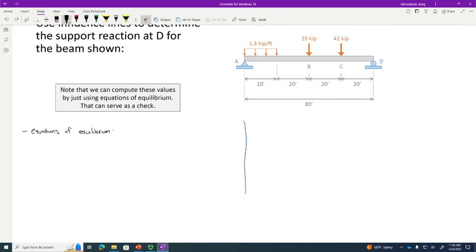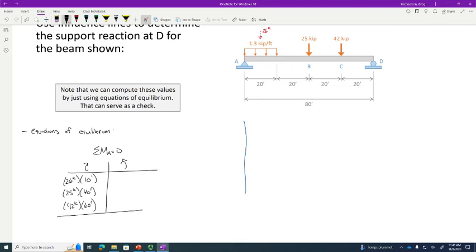Well, if I want to find the reaction at D, maybe you sum moments at A. I can collapse this into a single point load of 26 kips, right? So we have 26 kips times 10 feet, 25 kips times 40 feet, and 42 kips times 60 feet. And that is going to be resisted by some reaction here, Dy, times 80 feet. Is everybody with me on that?